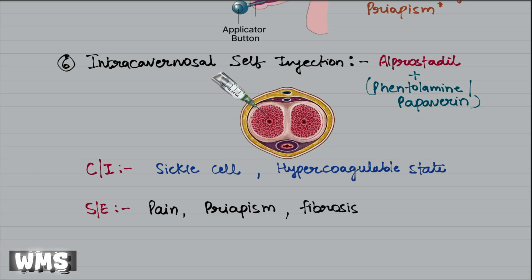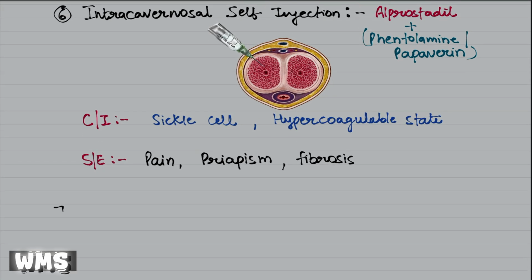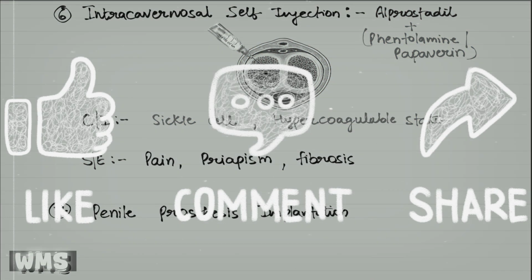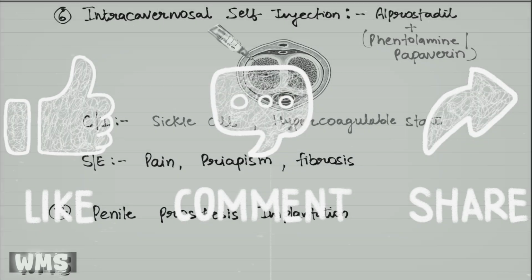Now, if all medical therapies fail or are not suitable, we consider surgical options, mainly penile prosthesis implantation. These can be semi-rigid or inflatable devices. Surgery is usually reserved for patients who either do not respond to medications, cannot tolerate them, or prefer a more permanent solution. Although it is an invasive and irreversible option, it has low complication rates and very high patient and partner satisfaction, making it a reliable last-line treatment.